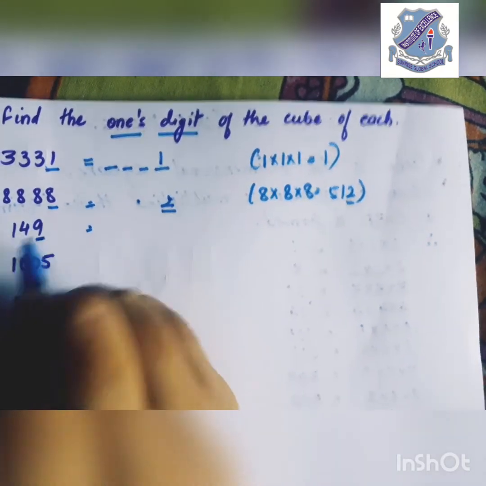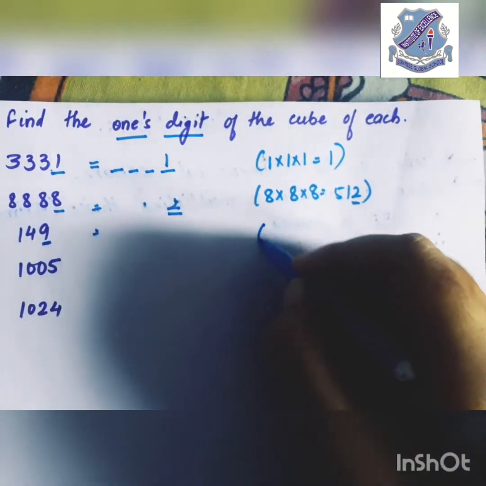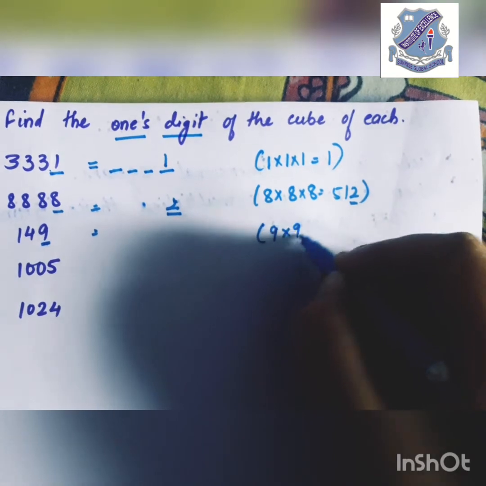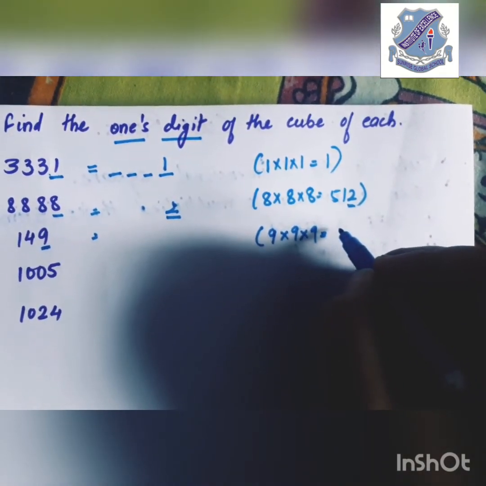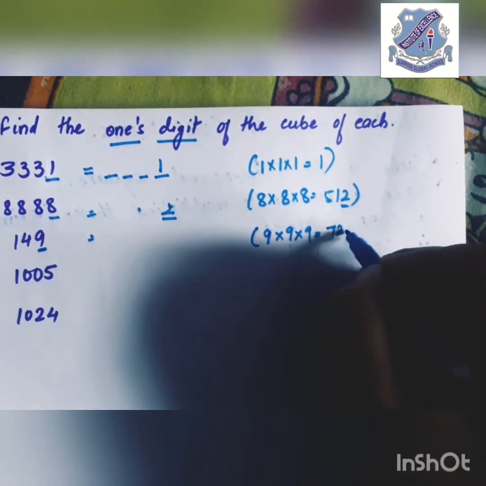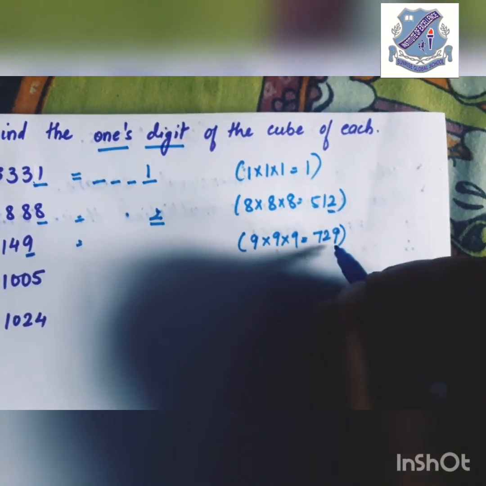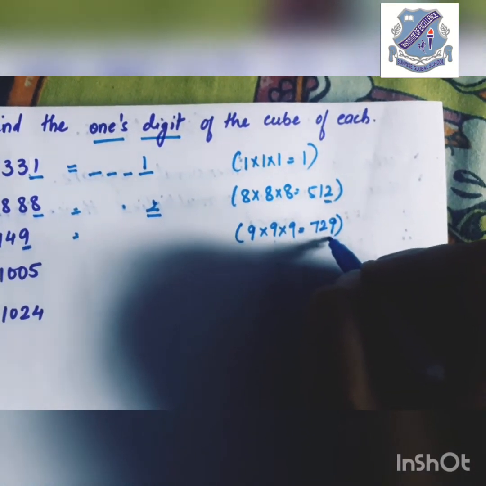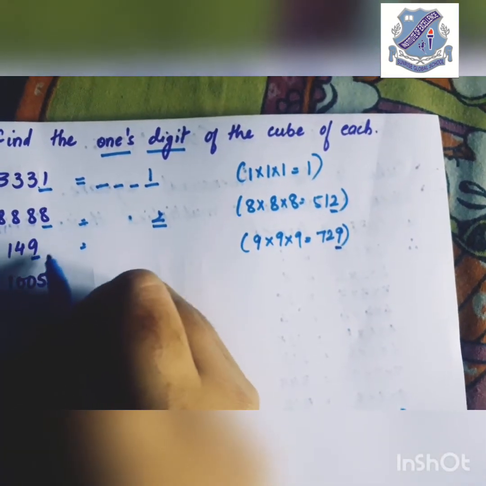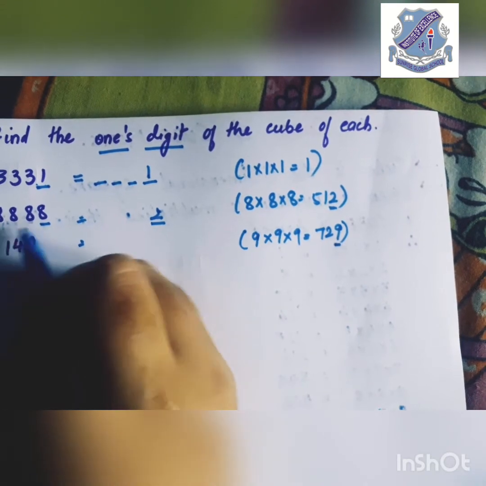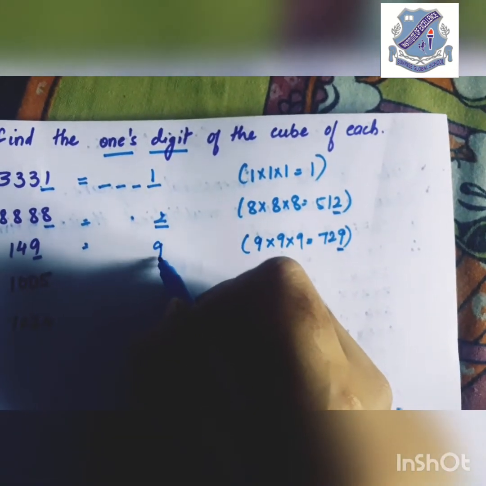Now moving on, if it is 4149, here the unit digit is 9. So we'll calculate the cube of 9. That means 9 into 9 into 9. So the cube of 9 will be 729, right? So here the answer comes 9. That means the unit digit of the cube of this number will be 9.